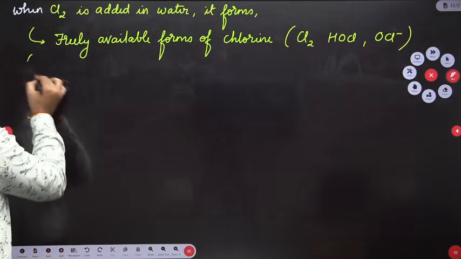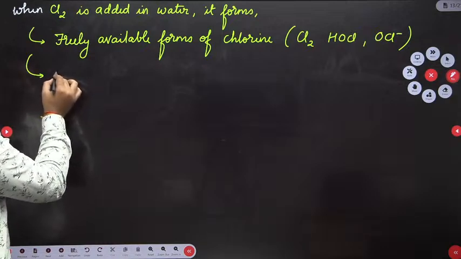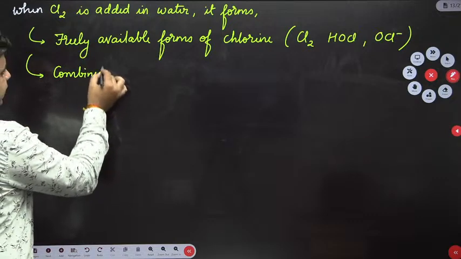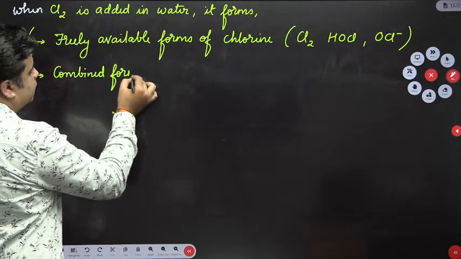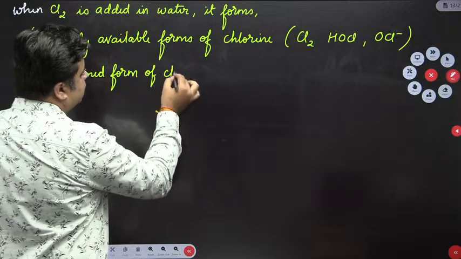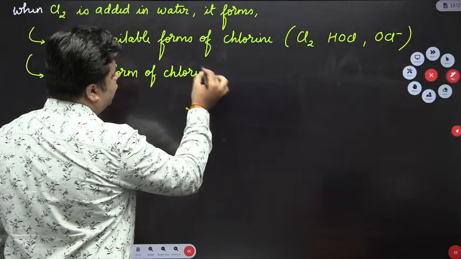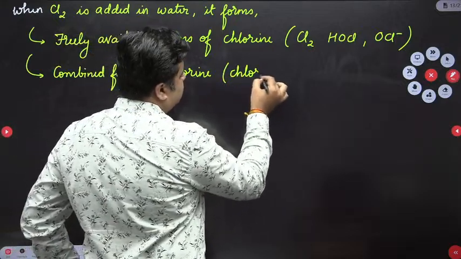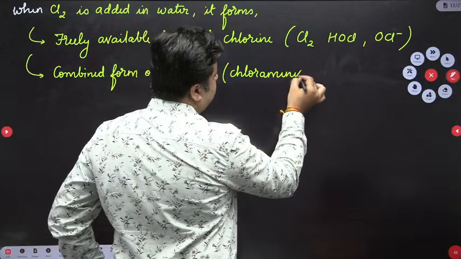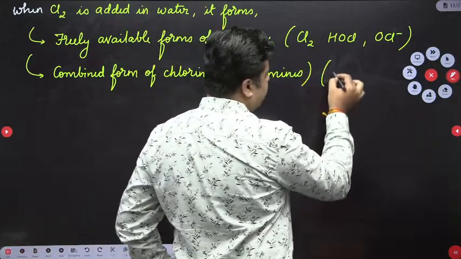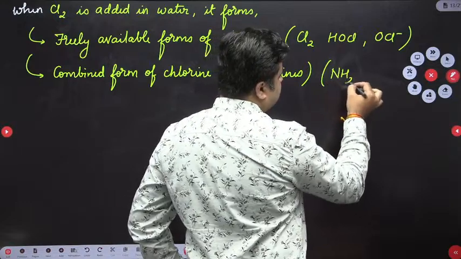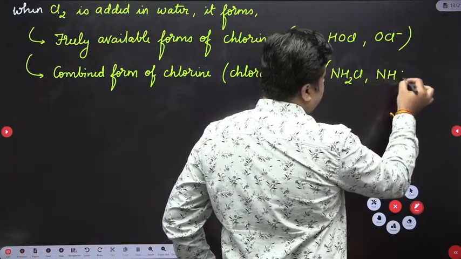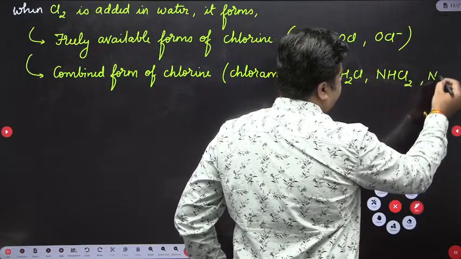At the same time, it will also lead to the formation of combined form of chlorine, which are known as chloramines. Now, out of these chloramines, you have monochloramine, NH2Cl, dichloramine, NHCl2, and then you have nitrogen trichloride, NCl3.